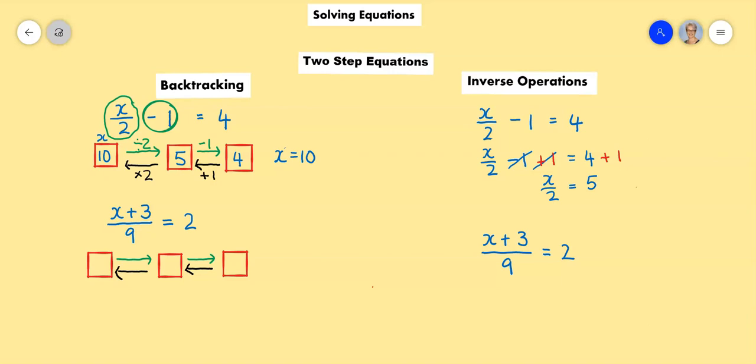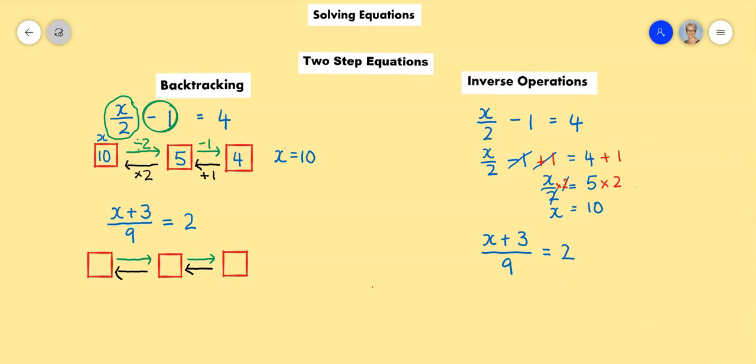Now, the next thing that we did to undo the equation was to times by 2. So that's what we're going to do here. We're going to times both sides of the equation by 2. Now, divided by 2 and times 2 cancel out, and we are left with x is equal to 5 times 2, which is equal to 10. The same answer as we got using our flowchart.